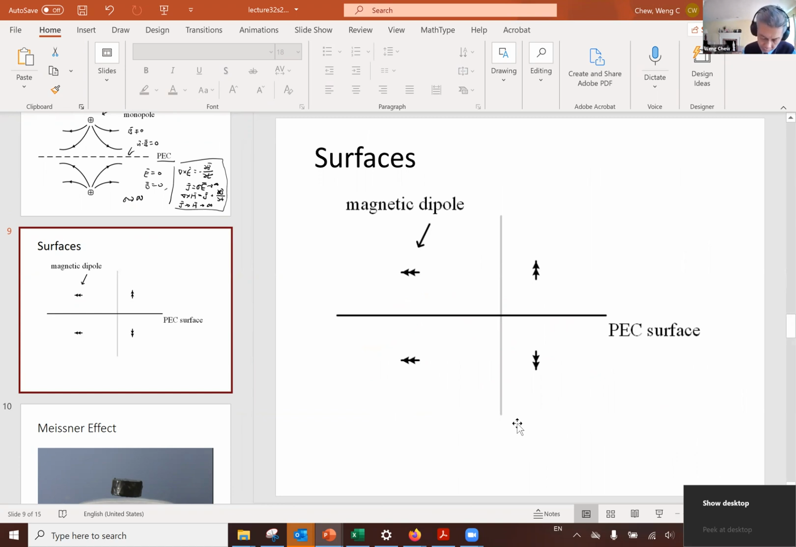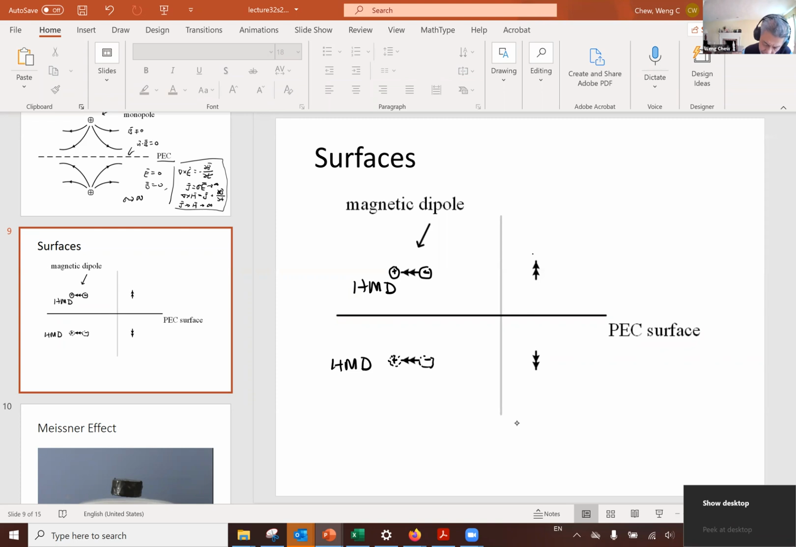And again, you can put, for instance, a magnetic dipole here, a magnetic dipole here to make this. And because over a PEC surface it reflects to itself. Okay, so a horizontal magnetic dipole reflects to a horizontal magnetic dipole on a PEC surface.